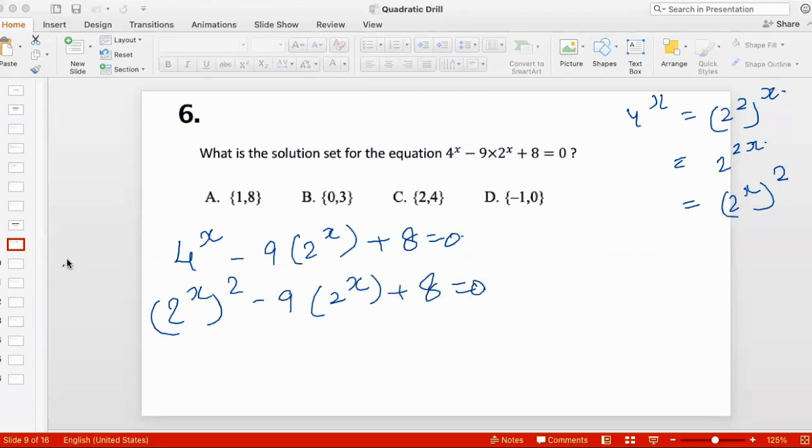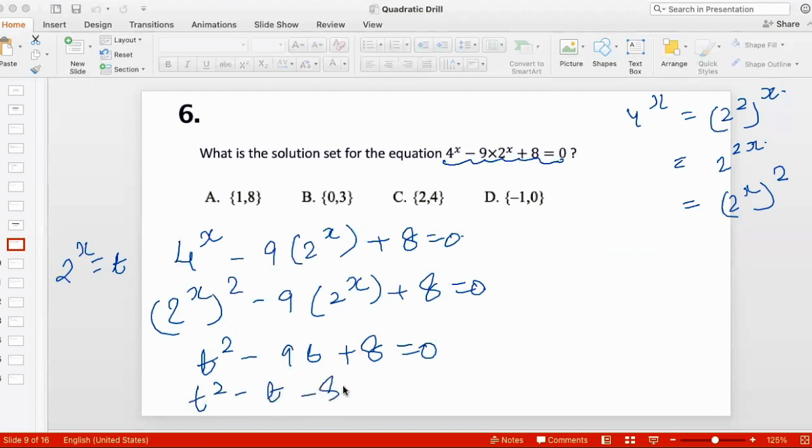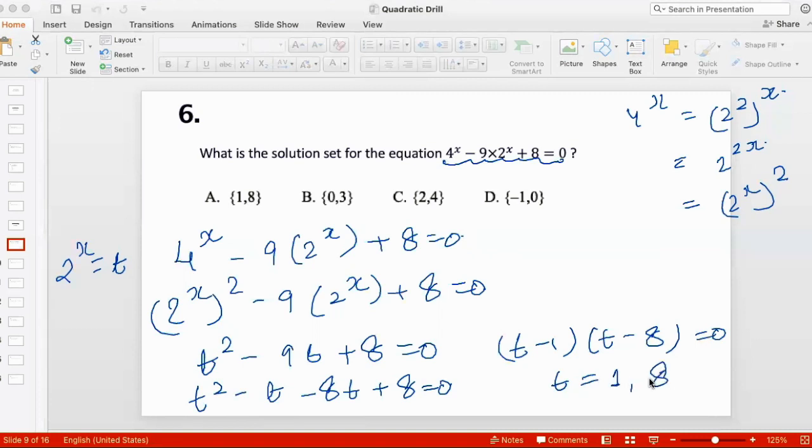And if I take 2 to the power x as t, then I can say t squared minus 9t plus 8 is 0. Which means that I have converted this equation of mine into a quadratic equation in t. And this I can now solve by splitting the middle term. t squared minus t minus 8t plus 8 is 0. So t minus 1 into t minus 8 is 0. So t is 1 comma 8.